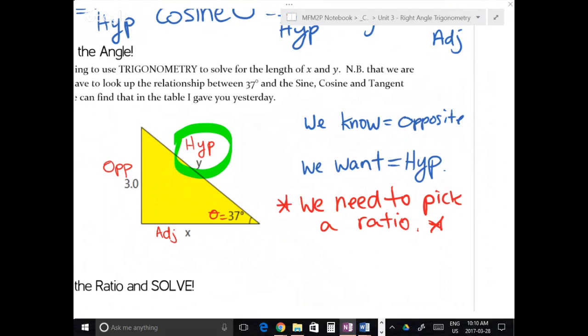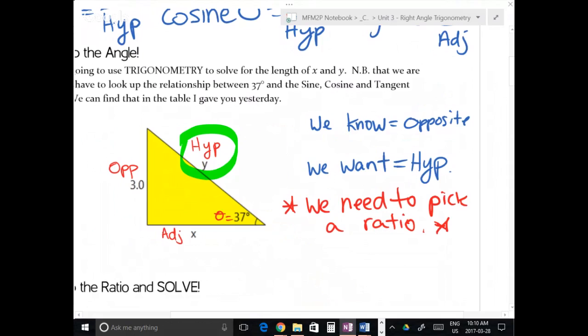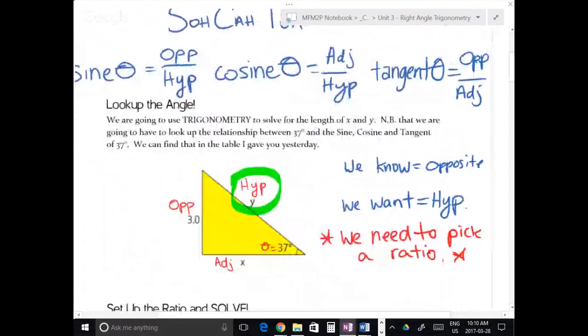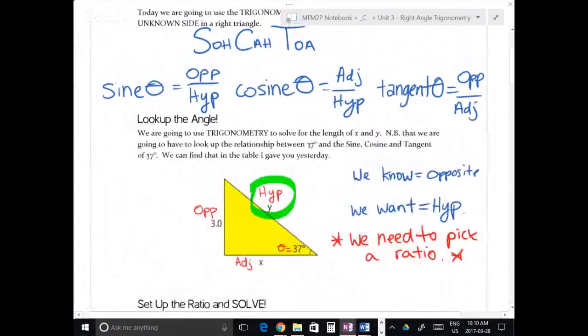Okay, let's look here. We know the three trig ratios are sine, cosine, and tangent. I was just about to ask what you mean by ratio. Okay, so we need to pick either sine or cosine or tangent. I'd say either cosine or tangent.